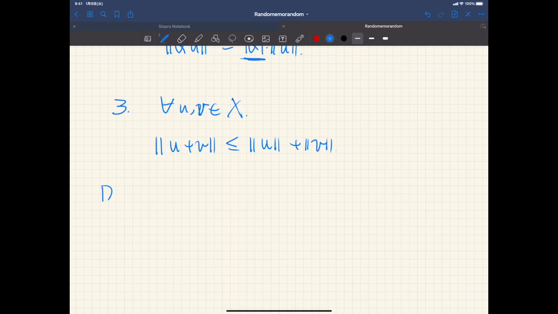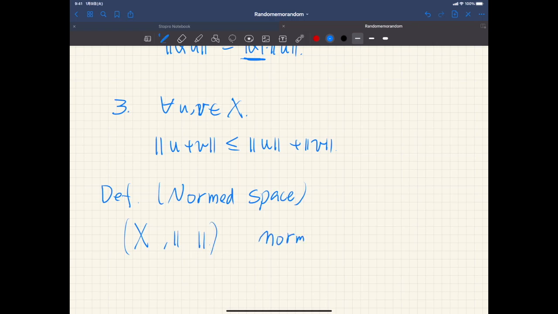And the next definition is the normed space. Okay, so if we have a set X, which is a vector space, and if we have a norm defined on it, then it's called a normed space. Easy.